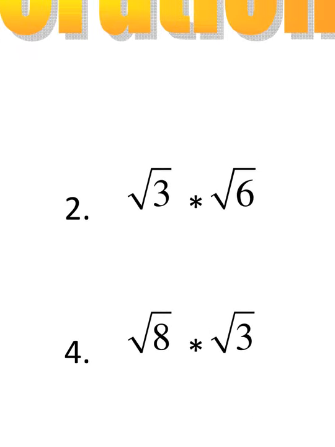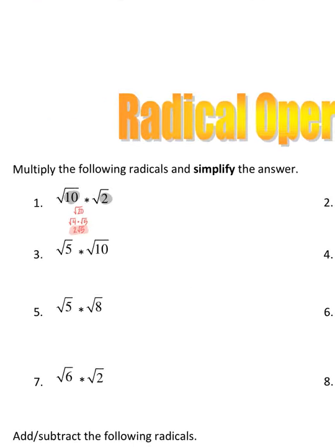Again, we're multiplying the two numbers on the inside of the radical, and we get 6 times 3 is radical 18. Now, does 18 have any perfect squares in it? It does. Radical 9 times radical 2. And the square root of 9 is 3. And again, we just bring down our radical 2 because there's nothing we can do with that. So 3 radical 2 is our new answer.